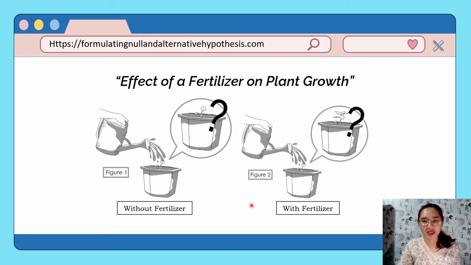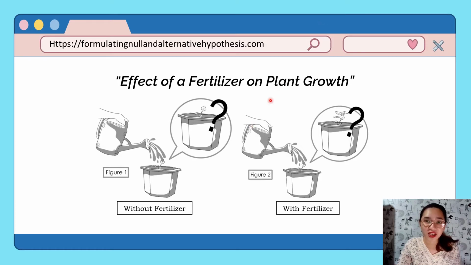Let's begin by examining this figure. So let's say you have an experiment titled Effect of a Fertilizer on Plant Growth. In statistics, hypothesis testing is the process of using statistical tests to determine whether an observed difference between two or more samples is statistically significant or not. In a practical point of view, hypothesis testing allows you to collect samples and make decisions based on facts, not on how you feel or what you think is right.